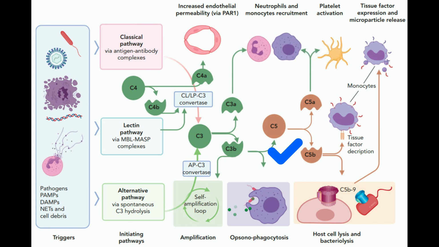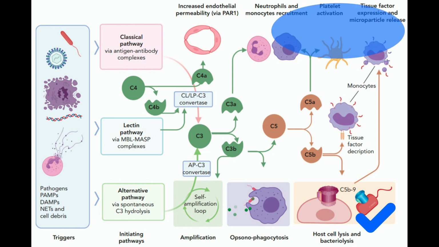C5b initiates the formation of the C5b-9 terminal complement complex, the membrane attack complex. C5b-9 creates cytolytic pores in cell membranes, causing bacteriolysis or cell death. C5b-9 also activates platelets and induces monocyte TF expression and microparticle release. Additional components involved: MASP, mannose-associated serine protease, and MBL, mannose-binding lectin.